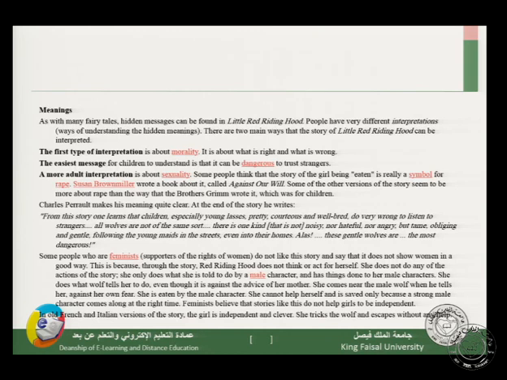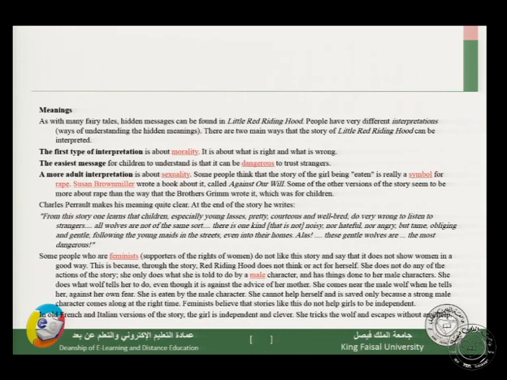Then next, some people who are feminists, who support this, give another interpretation. Feminists, critics, and writers who support the rights of women say that the story does not show women in a good way. Some interpreters, critics, writers, and scholars who are called feminists think that the story doesn't represent women in the right way, in a good way. Why?